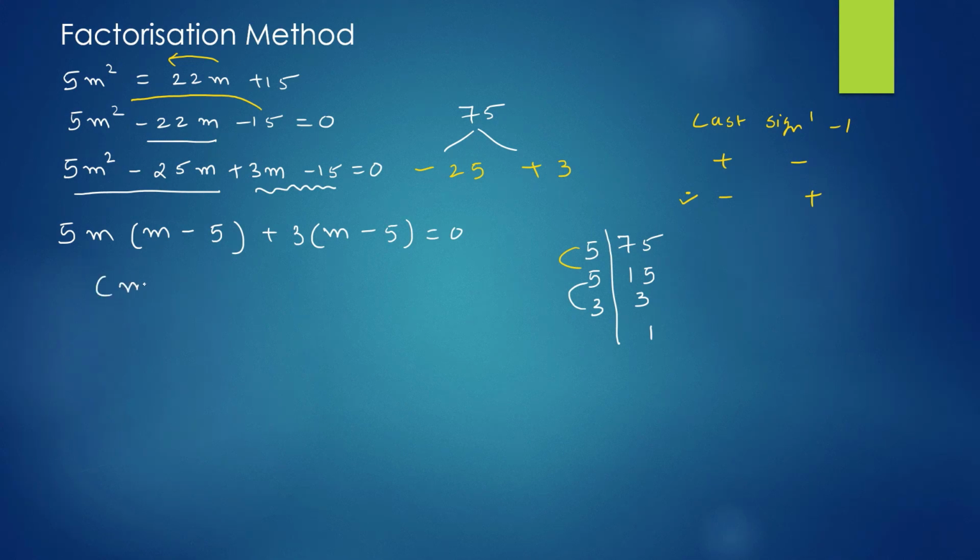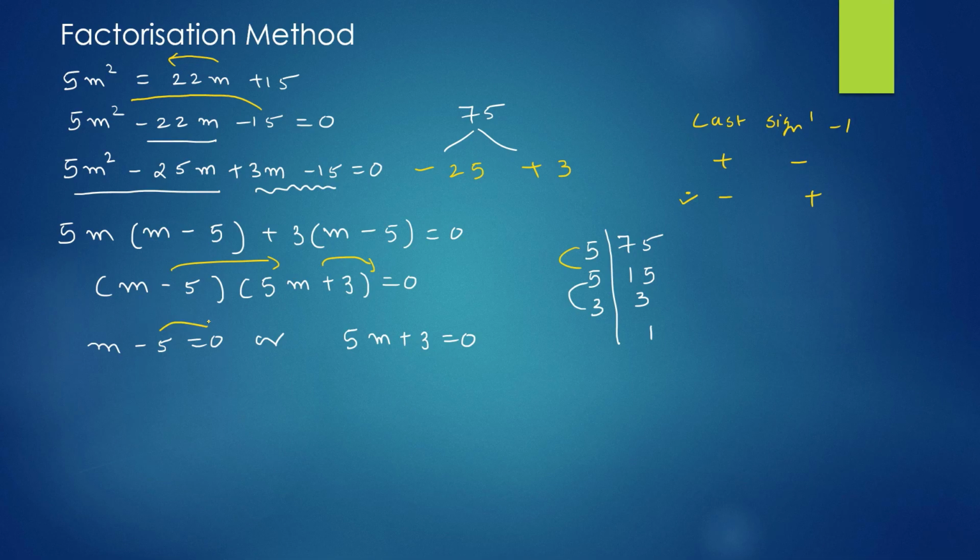So m minus 5 and 5m plus 3 is equal to 0. We will compare with 0. So m minus 5 is equal to 0, or 5m plus 3 is equal to 0.